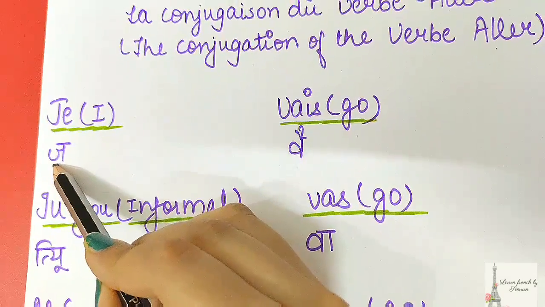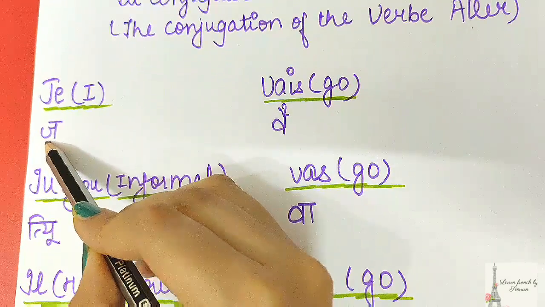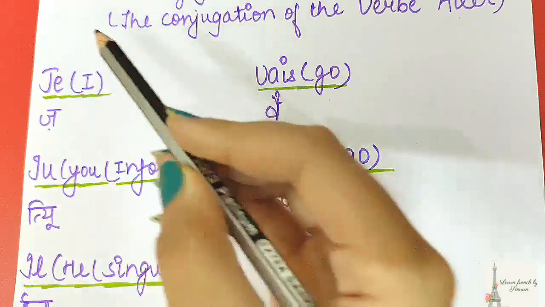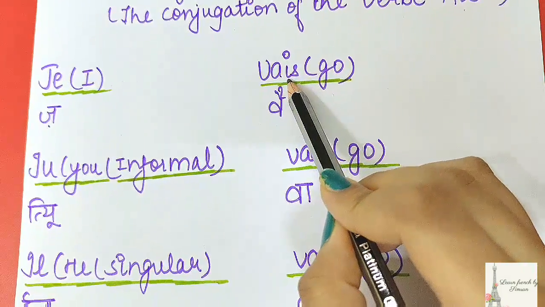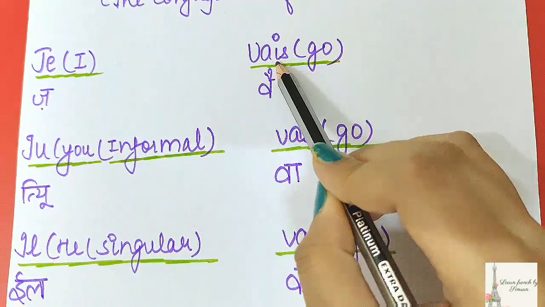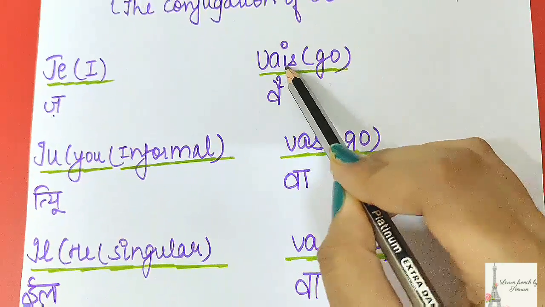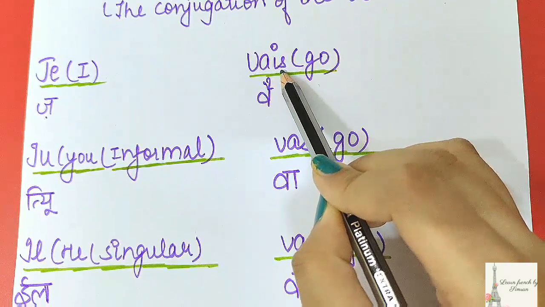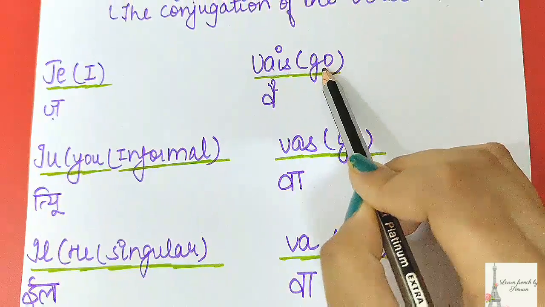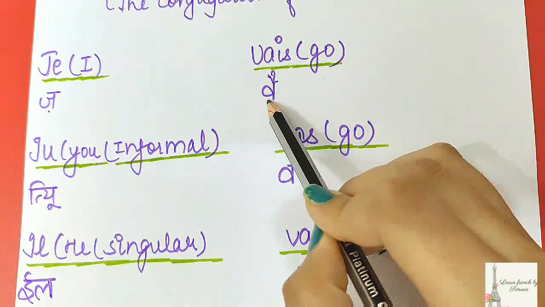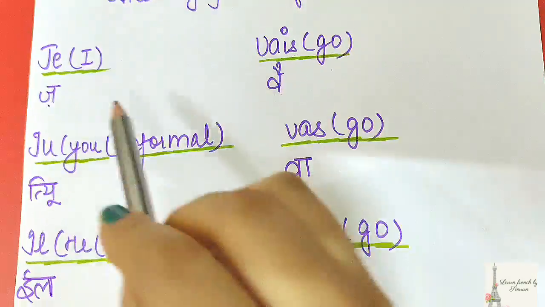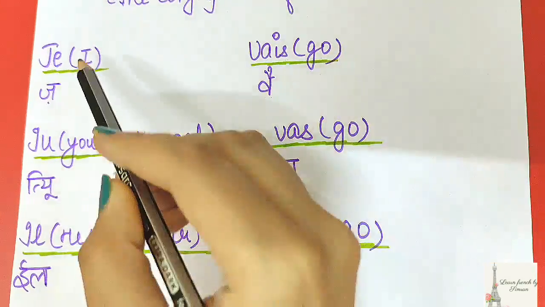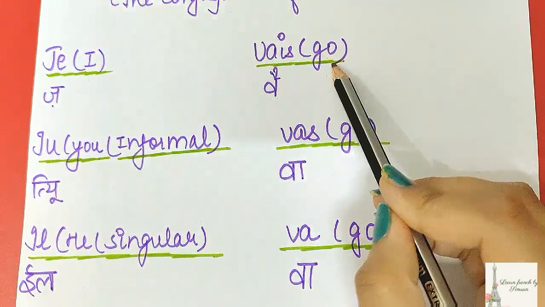As you can see here, here is the pronunciation below in Hindi. Je means I, which is our subject, and here is the conjugation with je, which is vais, V-A-I-S. Here our last letter S is silent and vais means to go, and here is the pronunciation vais. So it becomes je vais. So the meaning is I go.